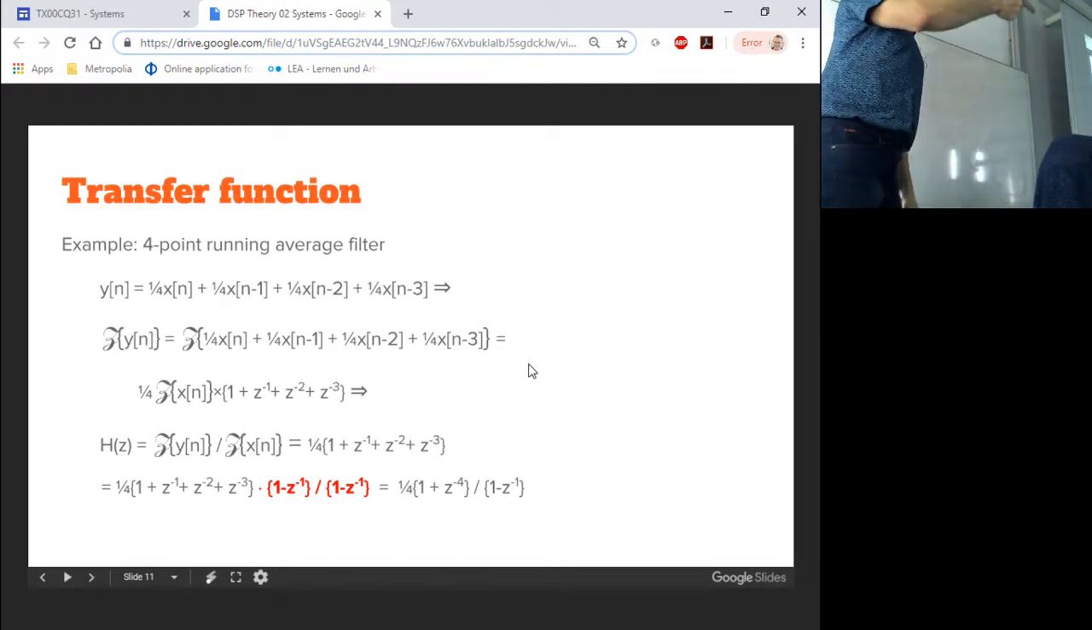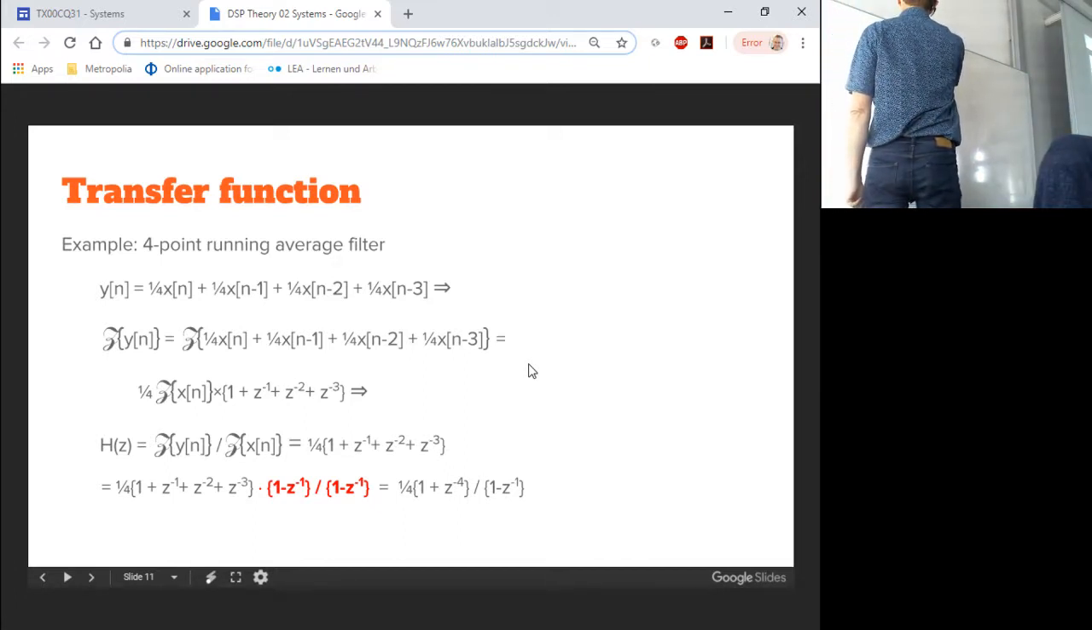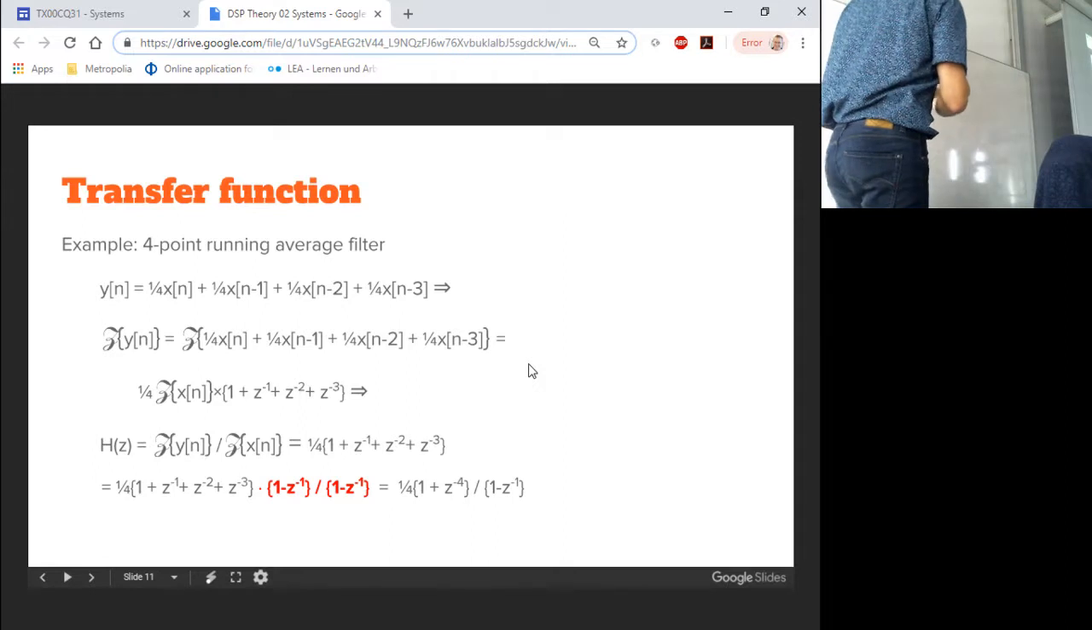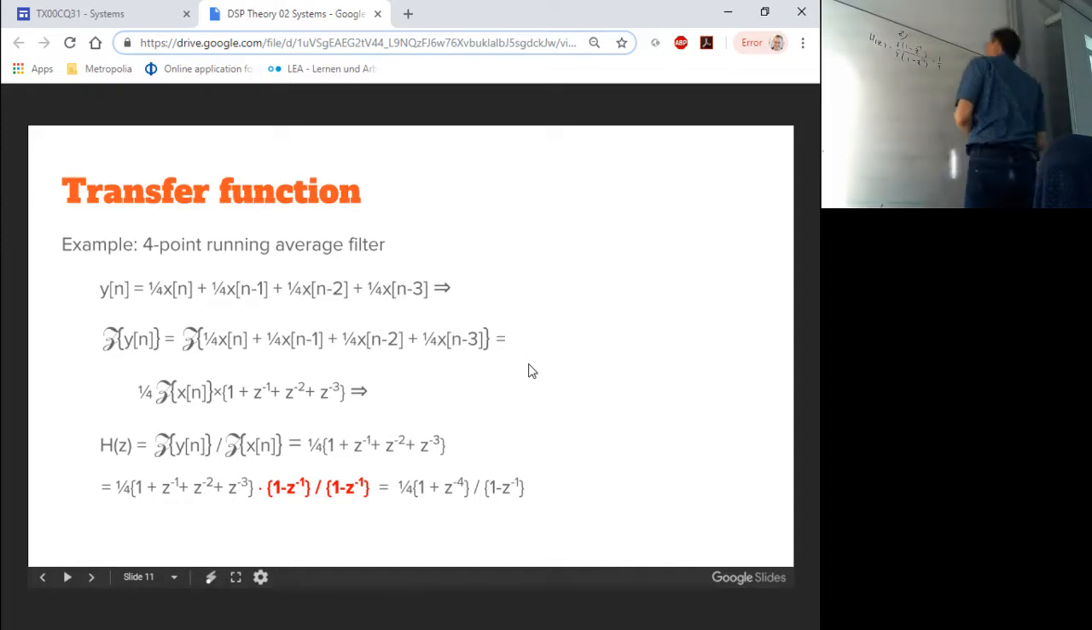First we make it a polynomial with the positive terms. We still have this 1 over 4 here. So the numerator polynomial is z to the 4 minus 1. The denominator polynomial is z to the power of 3 times z minus 1.